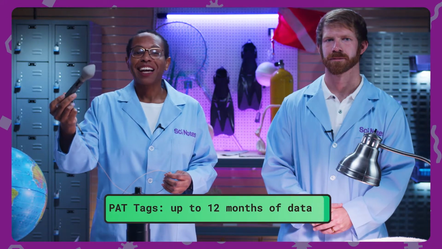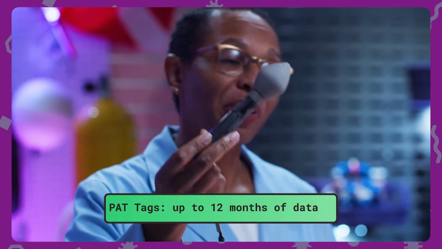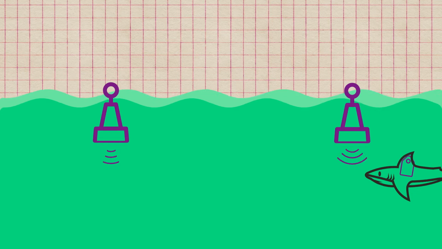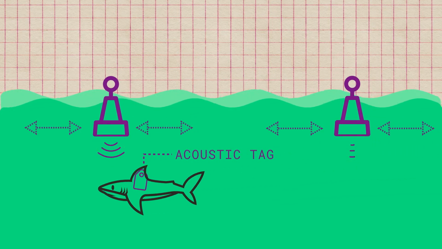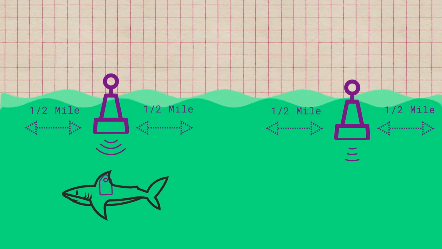These satellite PAT tags can collect and relay data for up to 12 months, depending on data recording intervals. The second type of tag is the acoustic tag, which provides data on fine-scale movements within a boundary of stationary receivers, which collect data when a shark swims within half a mile of the receiver. Several groups in a research community work together to share information from tag data collected on their network of receivers. With these tracking tags, we're able to follow these sharks during daily and annual migration.